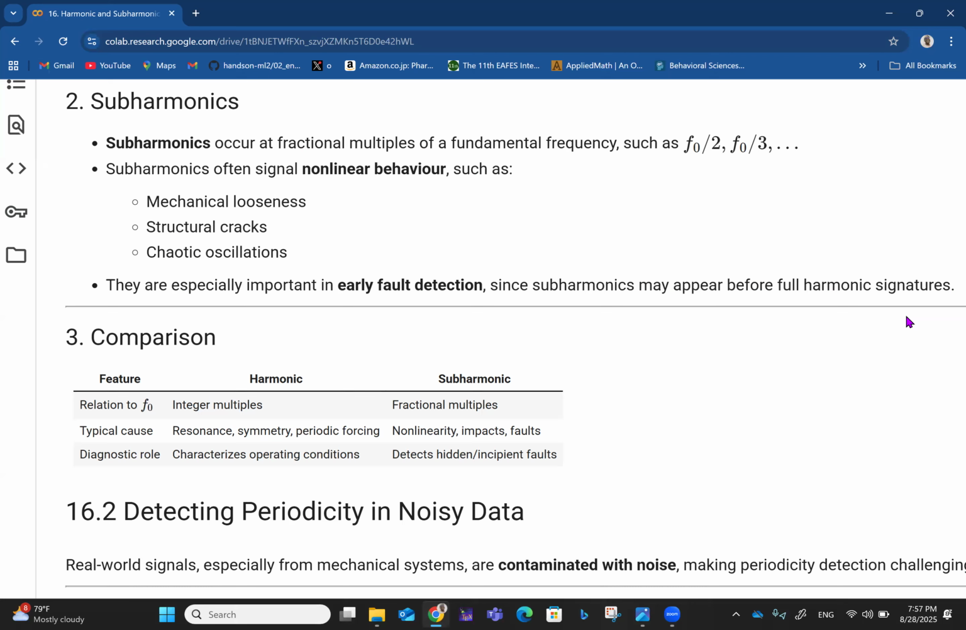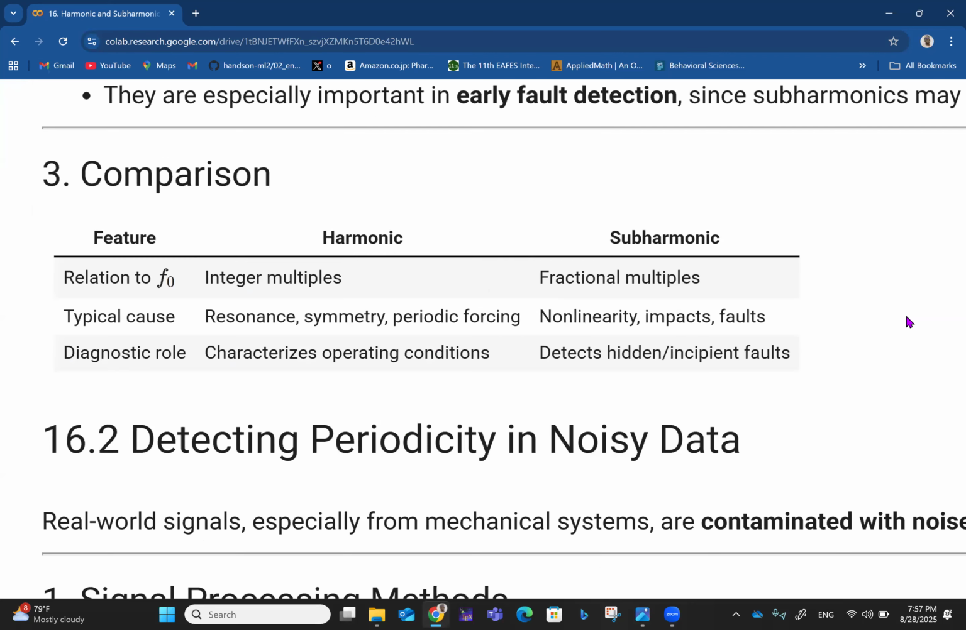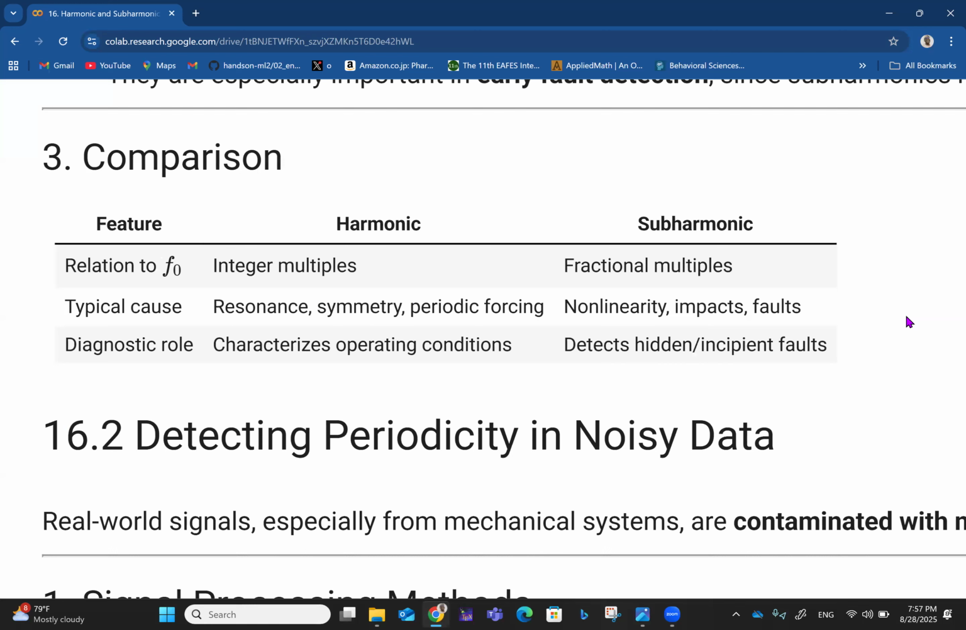All right. So looking at the comparison now, let's look at features and how they apply to harmonic and subharmonic. If we talk about the fundamental frequency f naught, the harmonics will be integer multiples of that f naught. Subharmonics are fractional multiples of the f naught. Integer multiples will be things like 2 f naught, 3 f naught, 4 f naught, 5 f naught, and so on and so forth. But subharmonics will be things like f naught over 2, f naught over 3, f naught over 4, f naught over 5, and so on and so forth.